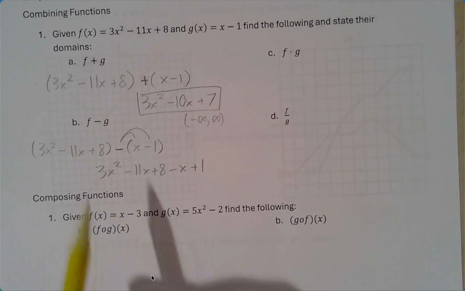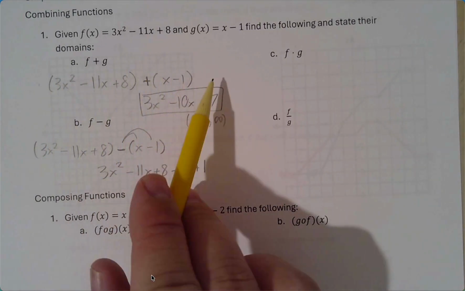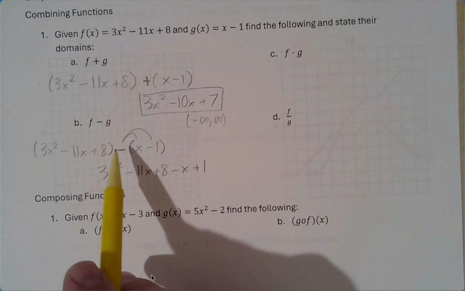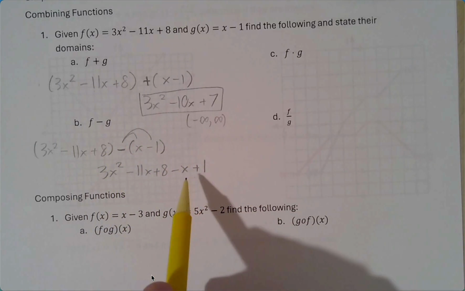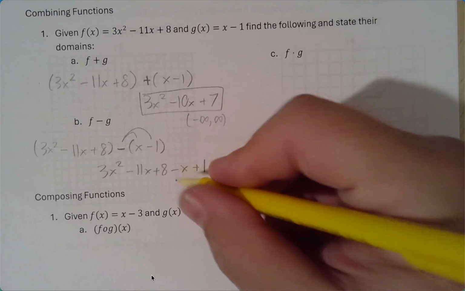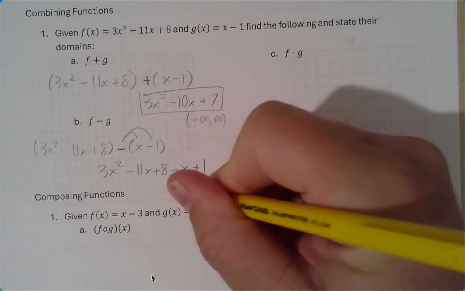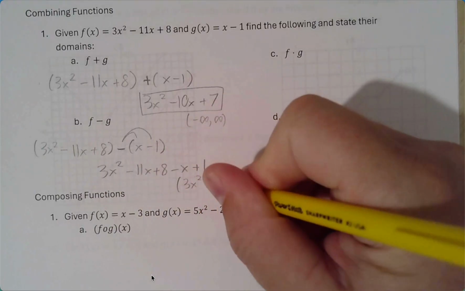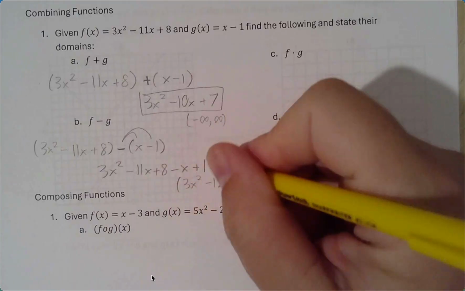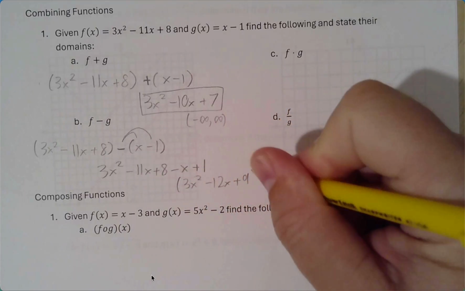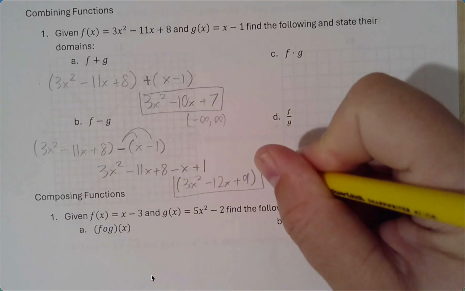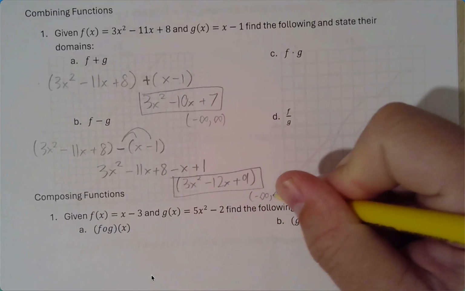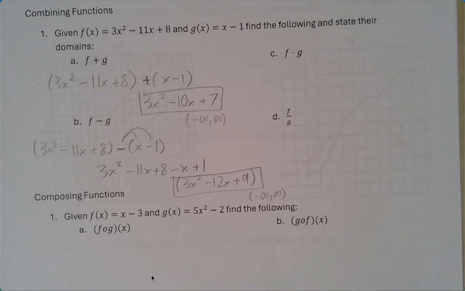So that is why a good mathematician initially makes substitutions with parentheses, because this time that parentheses needed to be there to show you that that negative goes to both parts. From there, that was the hard part, so to speak, and all we have to do now is simply combine. So we still have 3x squared, we now have negative 12x, and we now have positive 9. That's my new answer. And guess what? That one's domain is still negative infinity to infinity because no fractions, no square roots.